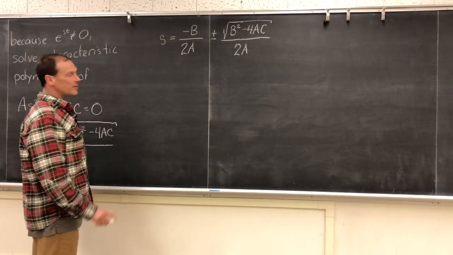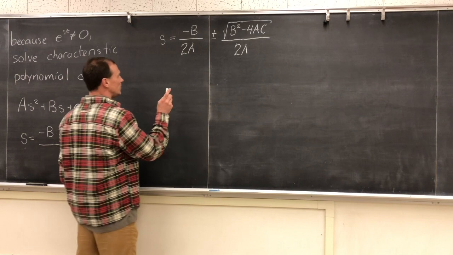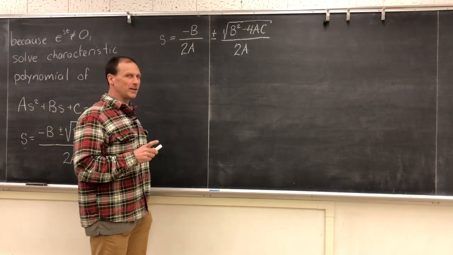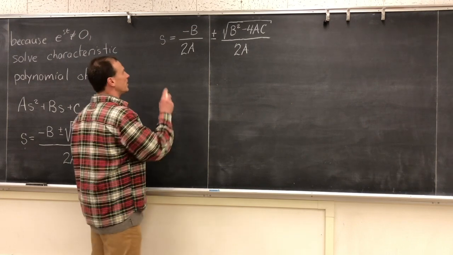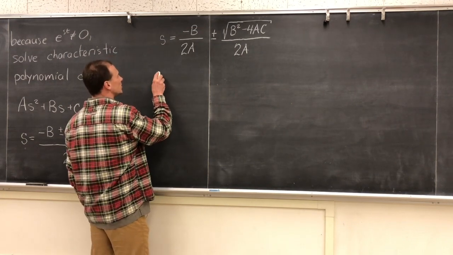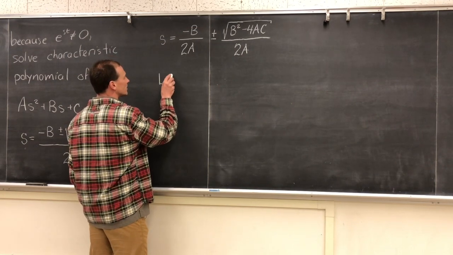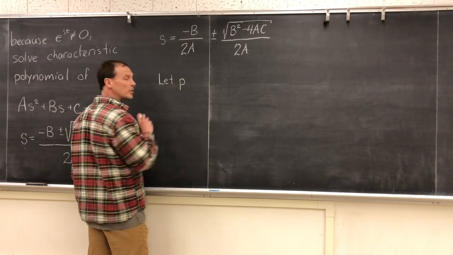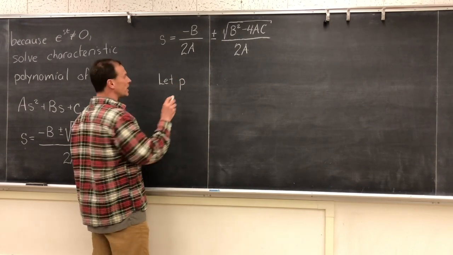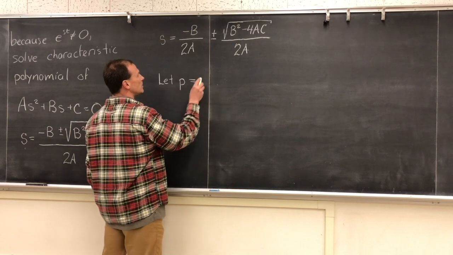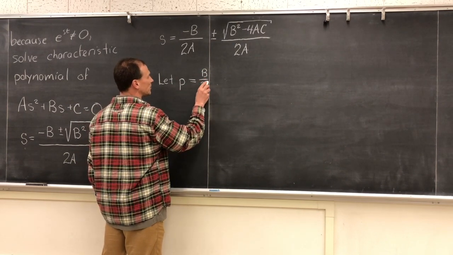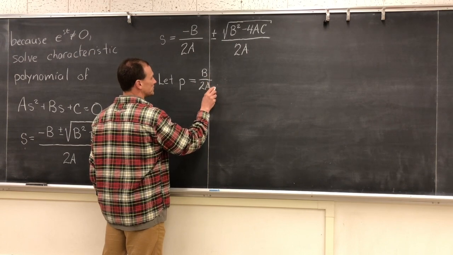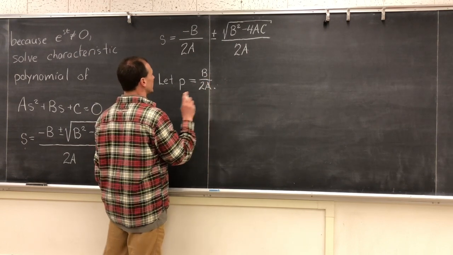Now, let's continue. What I want to do is continue by design, and the first piece is already on the board. The common notation is we say let lowercase p equal b over 2 times a. So if we do that, then we can continue.